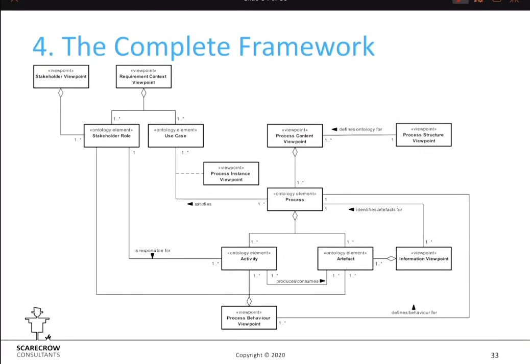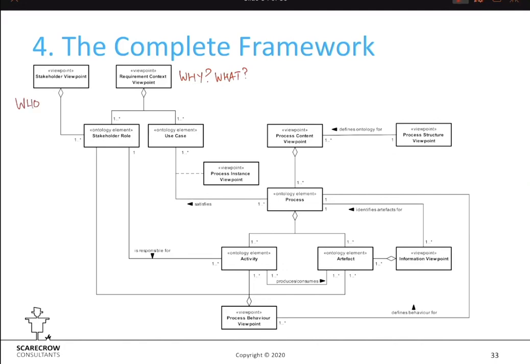And when you put them all together, you end up with the complete framework. So this is the complete 7 views or 7 viewpoints framework. So to reiterate, we have the requirement context view, which is essentially the requirements, the why. The why do we need the processes, and what do they have to do? We've got the stakeholder viewpoint. I'm going to say who.